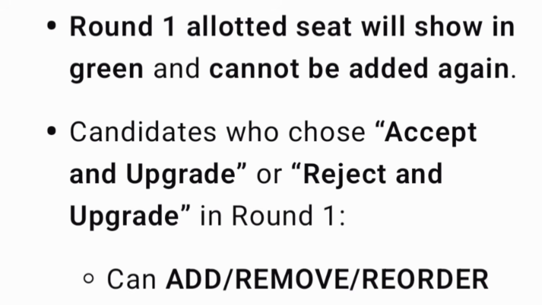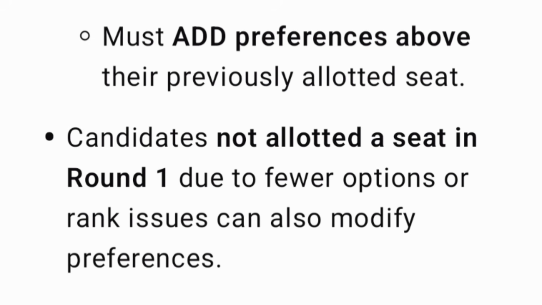So a round 1 allotted KKR student will be able to see the branch which is allotted to them in green, and nobody will be allowed to add the same branch which you were allotted in round 1 because you have already got it and it is being shown. So all those KKR students who have done accept and upgrade or reject and upgrade in round 1 can add, remove, reorder their choice preference.